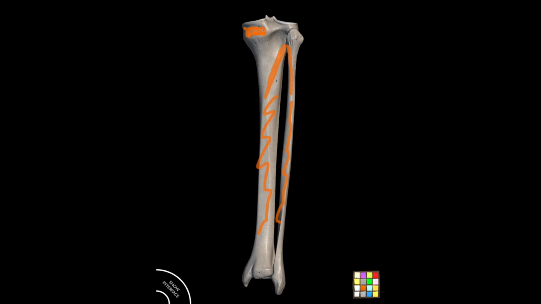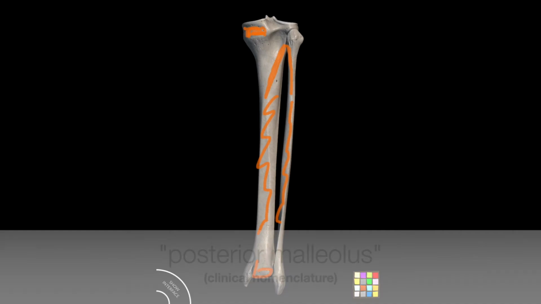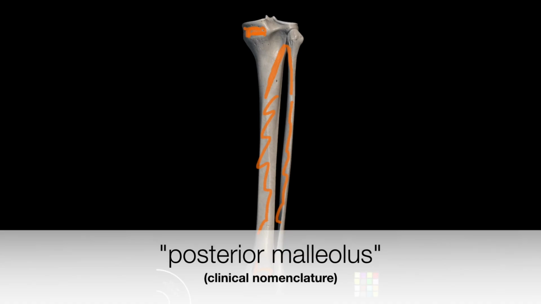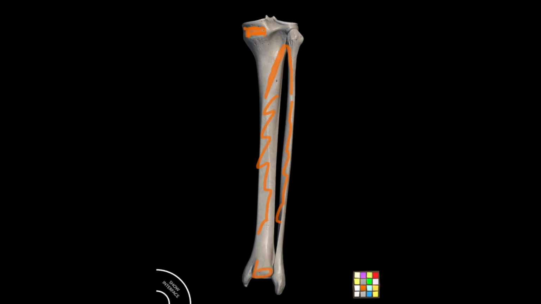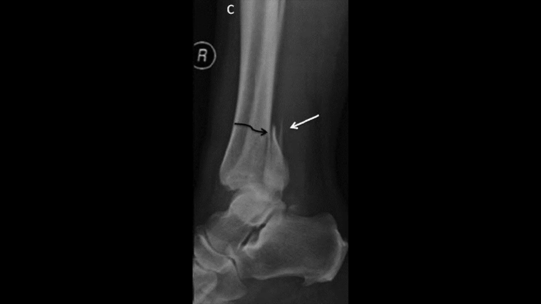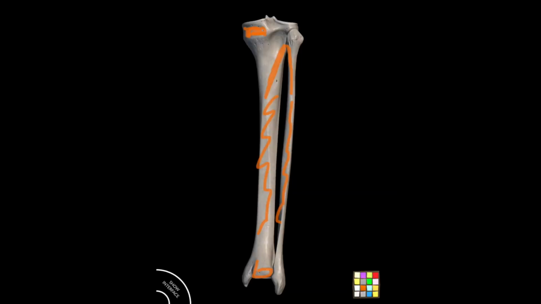Inferiorly, clinicians sometimes identify this as the posterior malleolus, but that's not an anatomical term. It's known to clinicians because in complex fractures of the ankle it can fracture off, and therefore they like to have a name for it. But the medial malleolus and the lateral malleolus are the only two recognized anatomically.